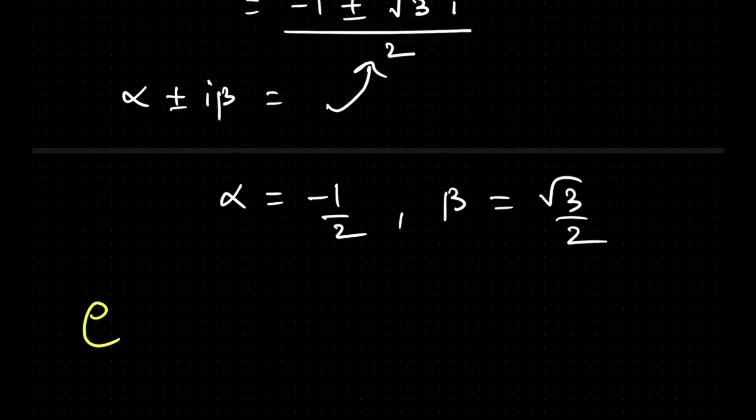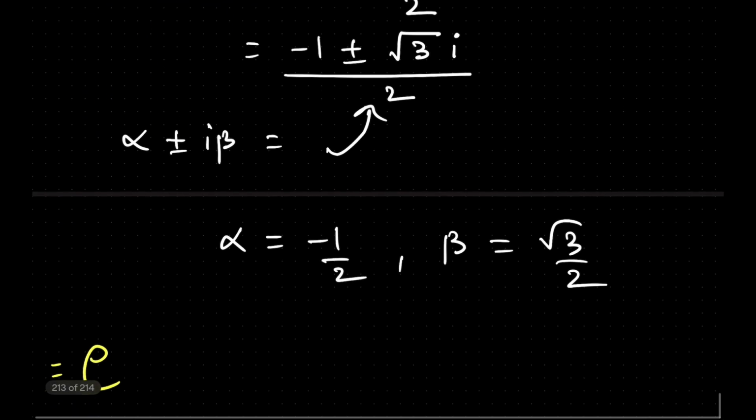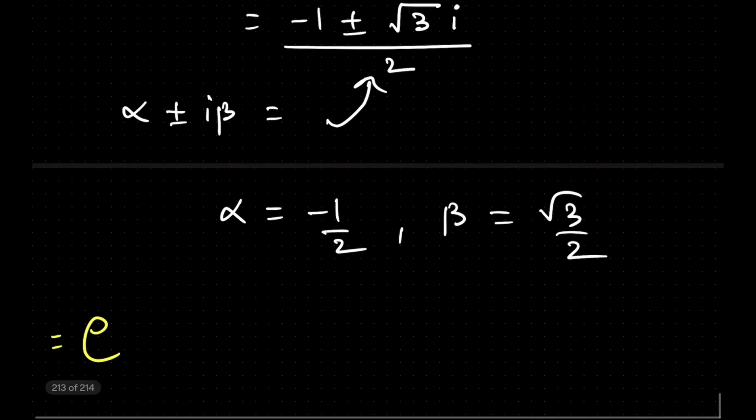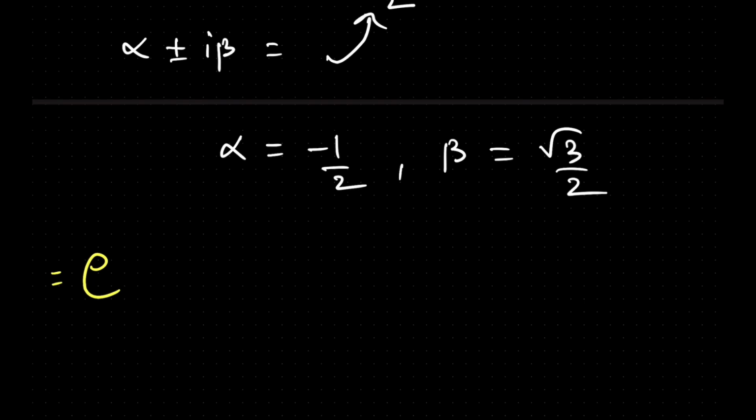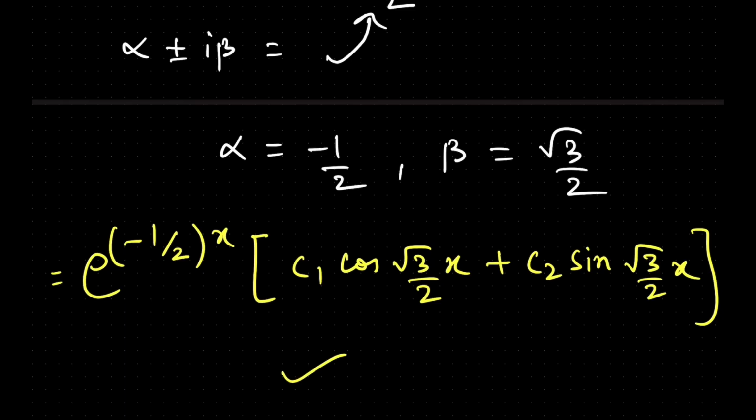y is equal to e to the power of the real part times x, so the real part is minus 1 by 2 x, then c1 cos of root 3 by 2, the imaginary part, x, plus c2 sine root 3 by 2 x. So that's our solution.